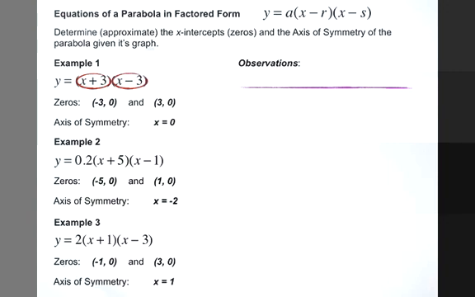Let's first notice, in the first example, x plus 3 and x minus 3. This is our x minus r, x minus s. If this is minus r, then r is negative 3. And negative 3 is one of the x-intercepts, or one of the zeros. If minus s is negative 3, then s is positive 3, which gives us our other x-intercept.